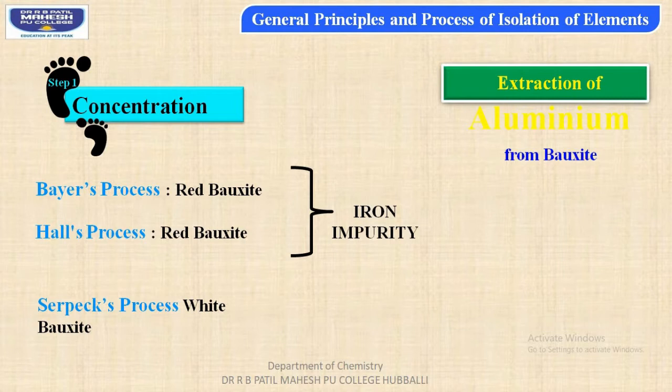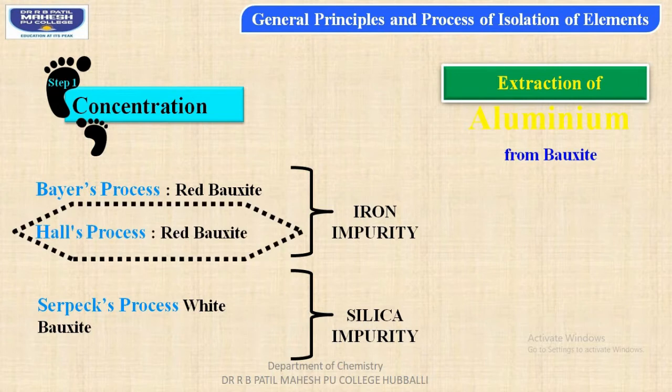So if the impurity is iron, students, then we use Bayer's process for the concentration or else Hall's process. And if it is white bauxite, where silica impurities are present, then we use Serpeck's process for the concentration of bauxite ore. In this case, we shall be discussing Hall's process for red bauxite containing iron impurities.